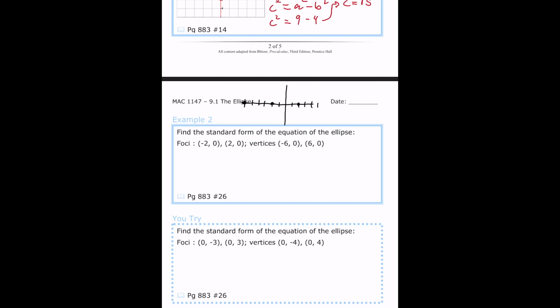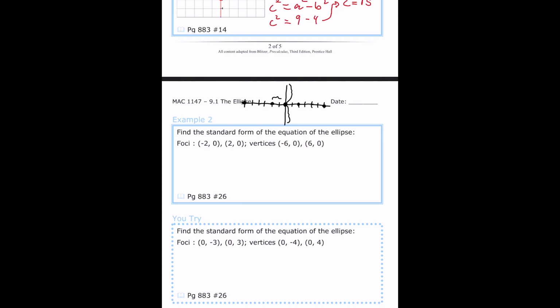2, 3, 4, 5, 6 units to the right. Okay, so is my ellipse going to be wider than it is tall or taller than it is wide? Well, I know that my foci are going to be on the major axis, which is the long axis, so my ellipse is going to be wider than it is tall. What about the distance from the center of this ellipse, which is at the origin still, up to either of my minor vertices? What's this distance going to be?